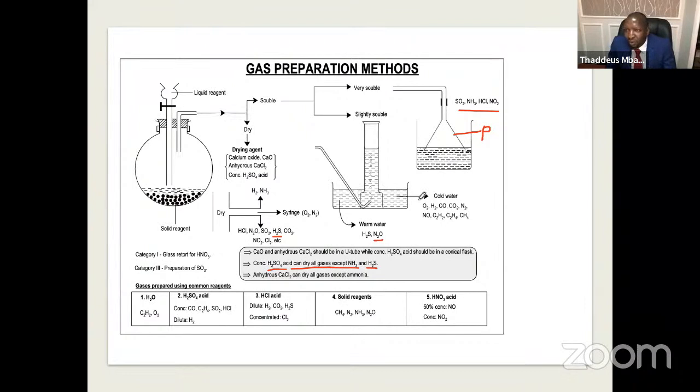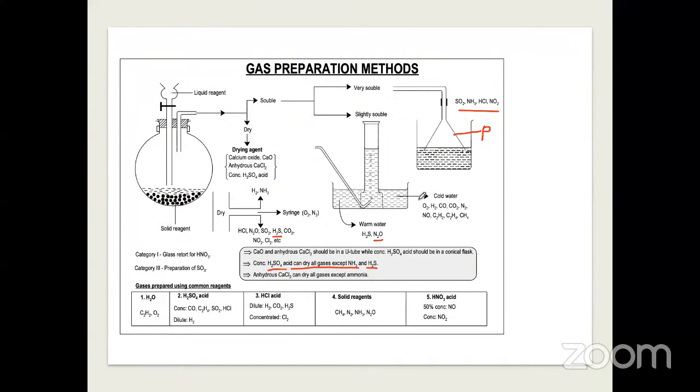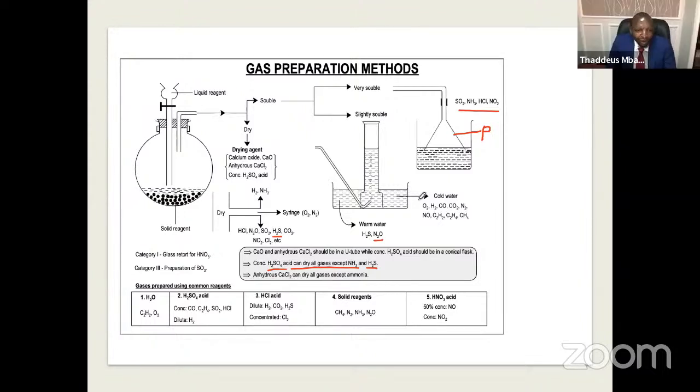Does it make your work easy? Does that mean calcium oxide can dry all the gases? Leave calcium oxide alone, it is a tricky thing. Calcium oxide cannot dry acidic gases and ammonia. Just write somewhere: calcium oxide cannot dry acidic gases and ammonia because it reacts with them.